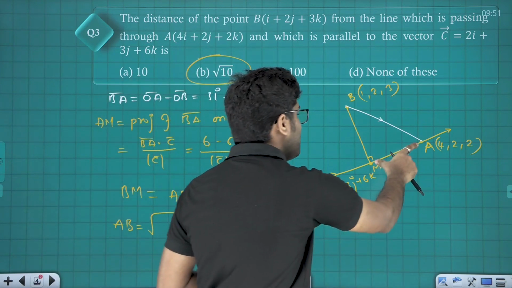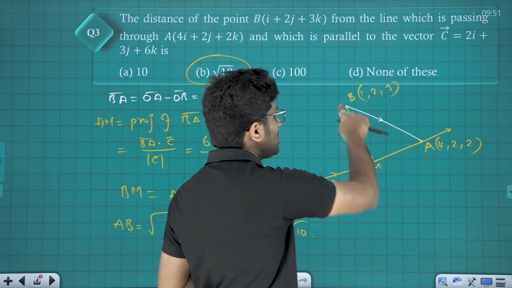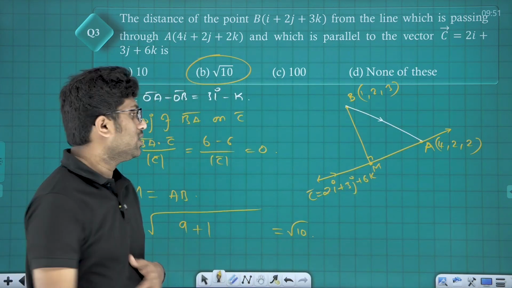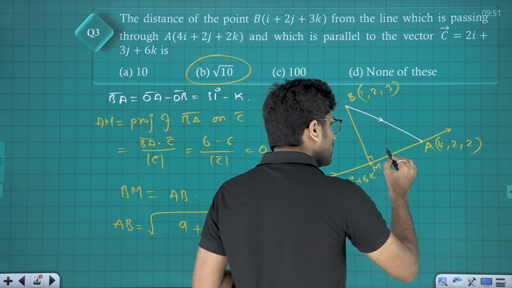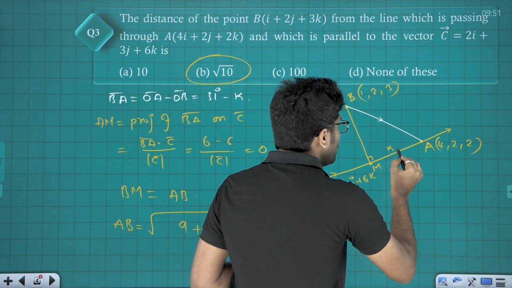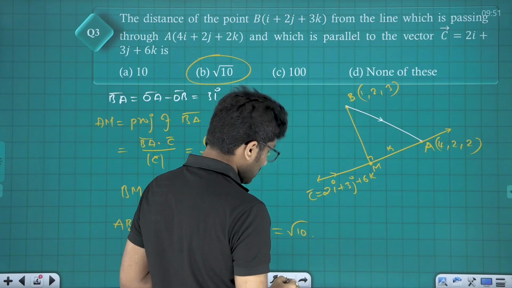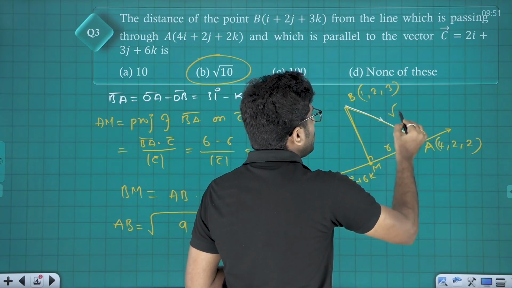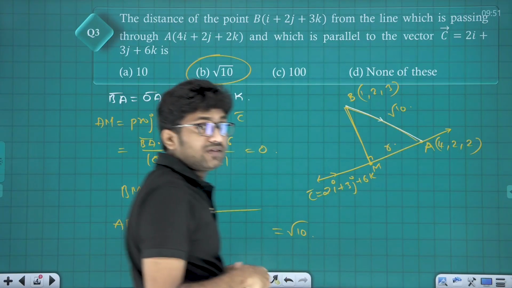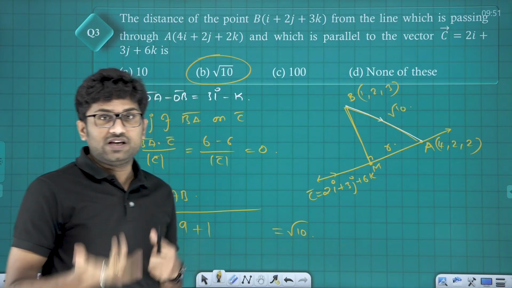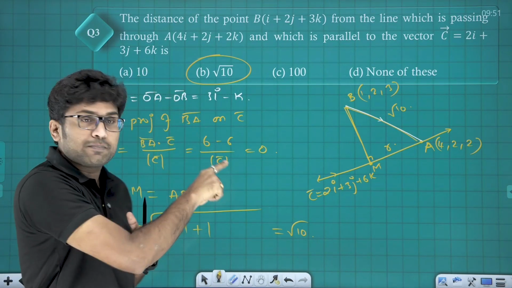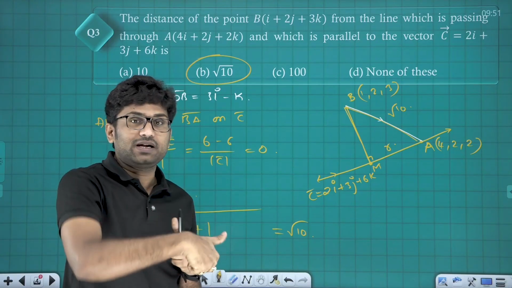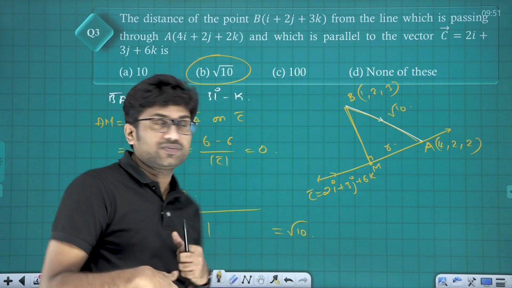As this value became 0, we are directly taking AM is equal to BA, friends. If not, then we could have found this. Suppose this is some R, we already know this value, root 10. Now by using Pythagoras theorem, we could have found BM. So this is the approach. We will be using the same approach in one more question, but that particular question will be given in Cartesian form.